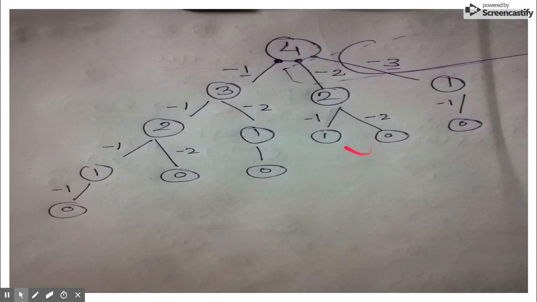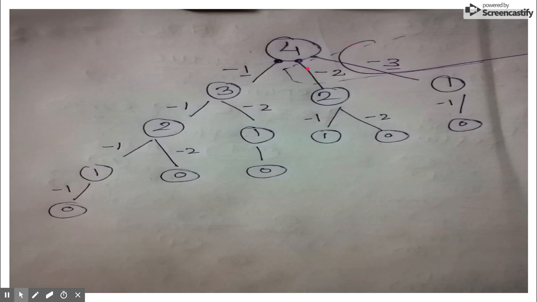At a time I am using one coin and ignoring the other coins. I am subtracting 1 and ignoring 2 and 3. If I use 2, I am ignoring 3 and 1, and if I subtract 3, I am ignoring 1 and 2. So at a time I take one decision where I use one coin and ignore the others. If I go to the left side, I am using coin 1 but ignoring coins 2 and 3.